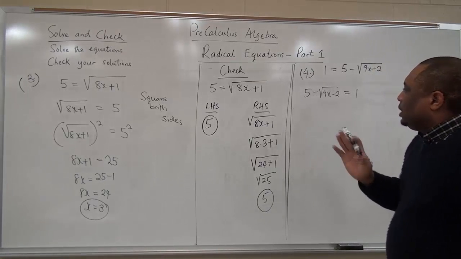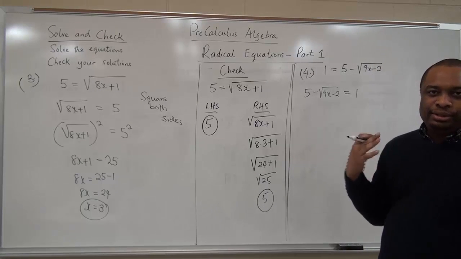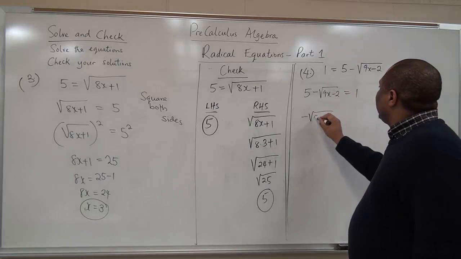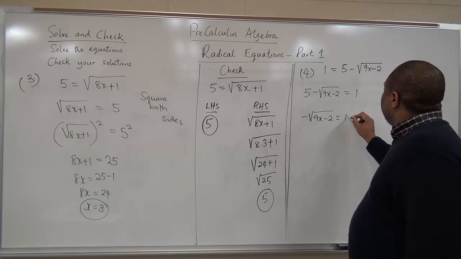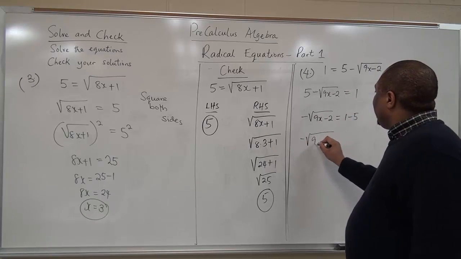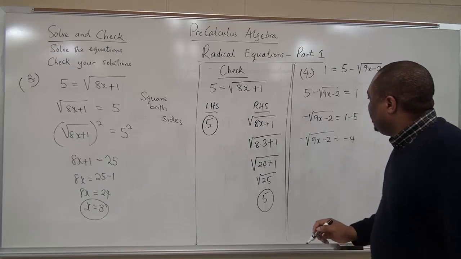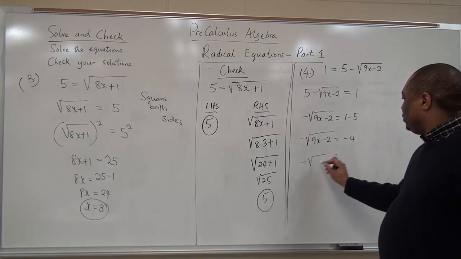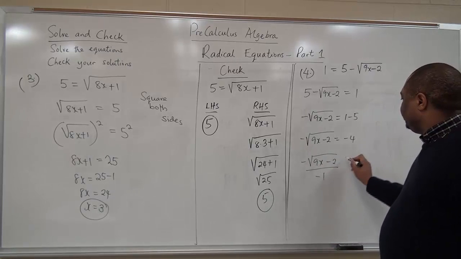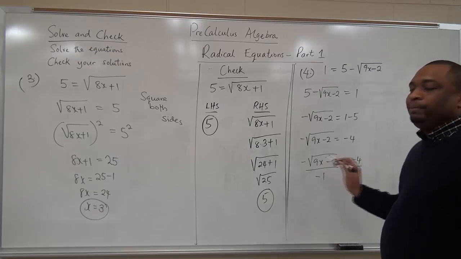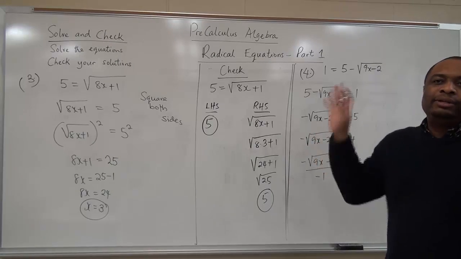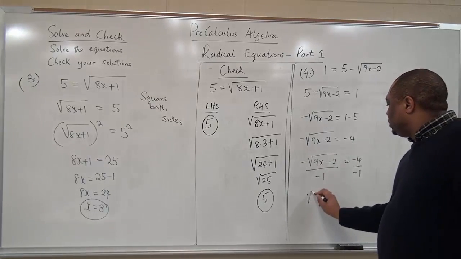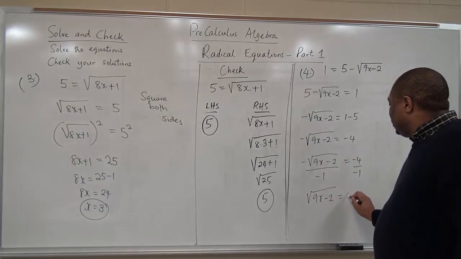Now, when I taught linear equations, I will show you another way to do this kind of thing. You can now say that negative square root of 9x minus 2 equal to 1 minus 5. Negative square root of 9x minus 2 equal to negative 4. And you can divide both sides by negative 1. You want just the radical to be alone, nothing with it. So negative divided by negative, that goes. So square root of 9x minus 2 is equal to 4.